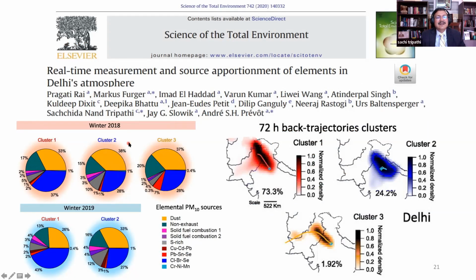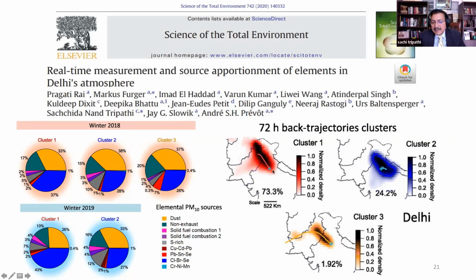So what you see is that for winter 2018 and winter 2019, we get 3 kinds of clusters for winter 2018 and 2 kinds of clusters for winter 2019, which have these types of sources. So you see there are non-exhaust, solid fuel, sulfur, and then a variety of different combinations of metals. Each combination actually refers to a very different kind of source.